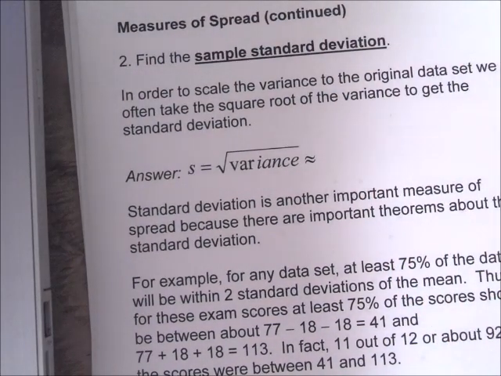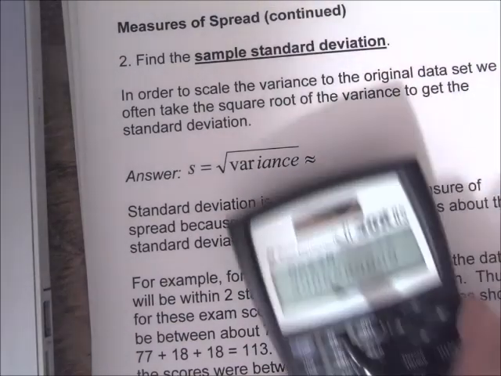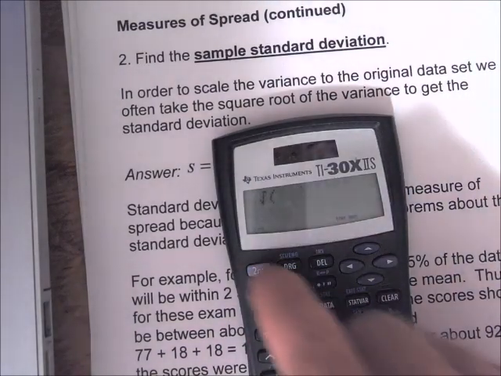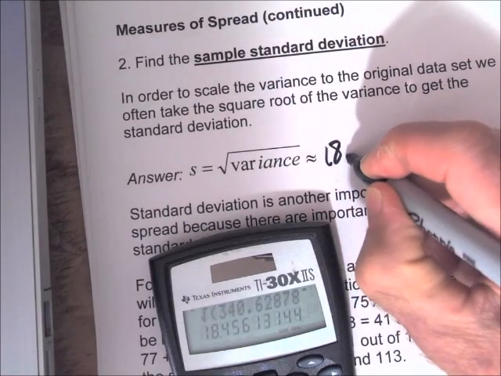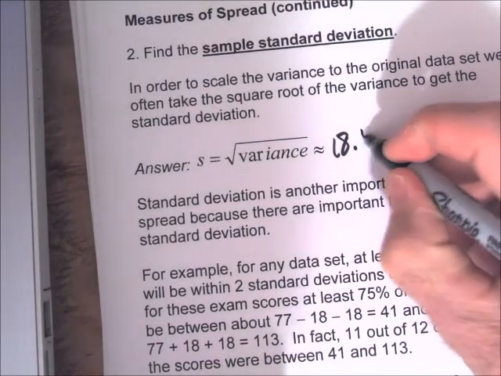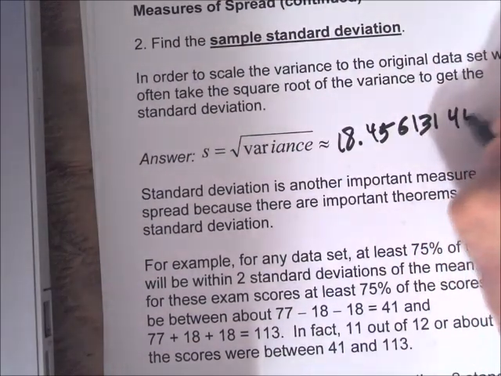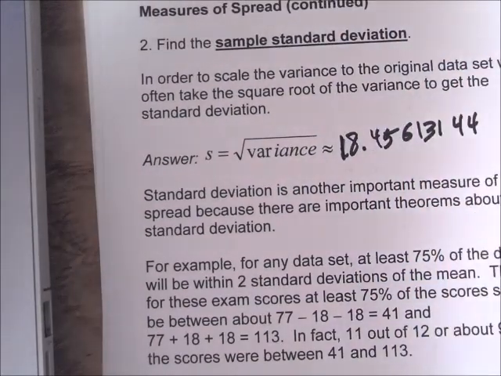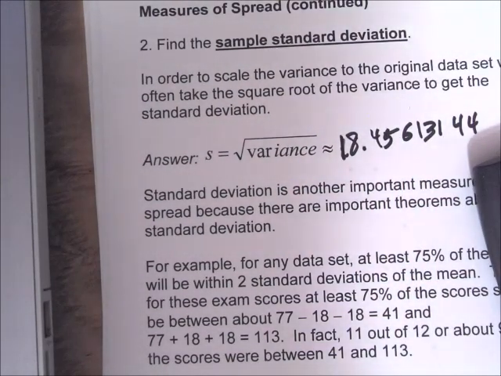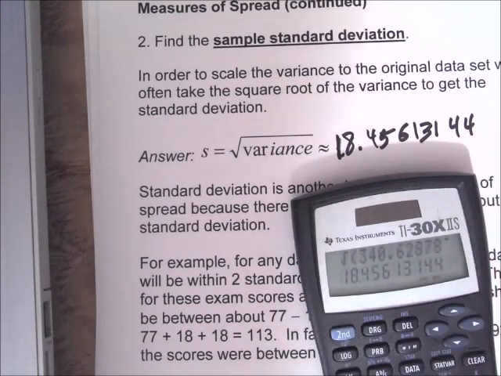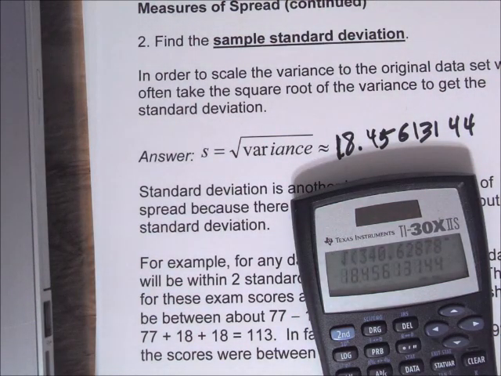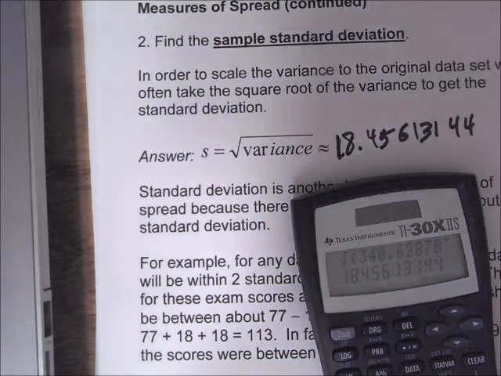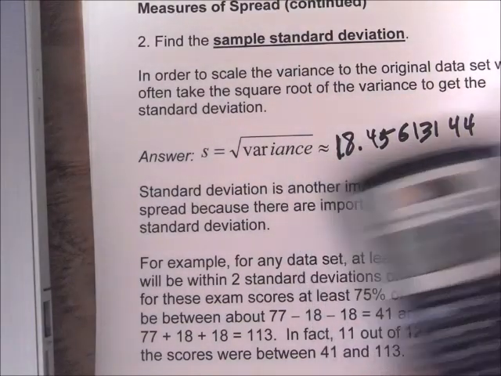So if we take the square root of our previous answer, I stored that in memory. So if we do second square root, second recall equals, I get 18 point something. And I'll store that in memory too. These were exam scores. They didn't really have a unit of measure, but the standard deviation takes the same unit of measure as the original data. So if the original data was in inches, the standard deviation will be in inches. If the original data was in ounces, the standard deviation will be in ounces, and so forth.